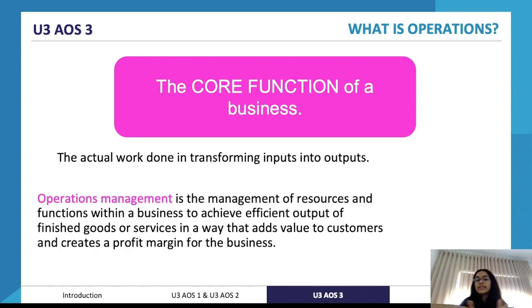The actual definition is that it's really looking at the management of resources and functions within a business to achieve efficient output of finished goods and services in a way that adds value to customers and creates a profit margin for the business. So it's about considering and achieving the balance between how we can ensure that our output and services add value to customers, but also whether this can be done in a way that is efficient and effective for the business, so that we are able to achieve our business objectives.